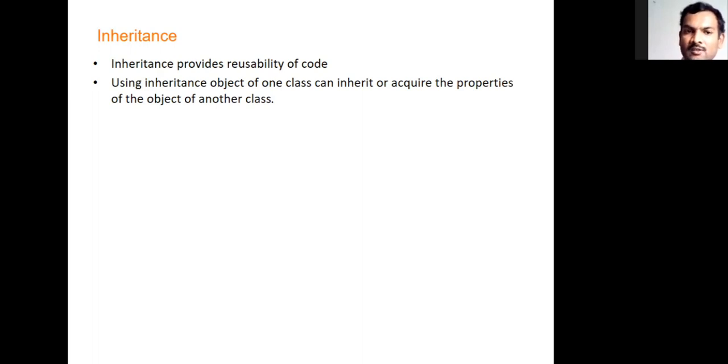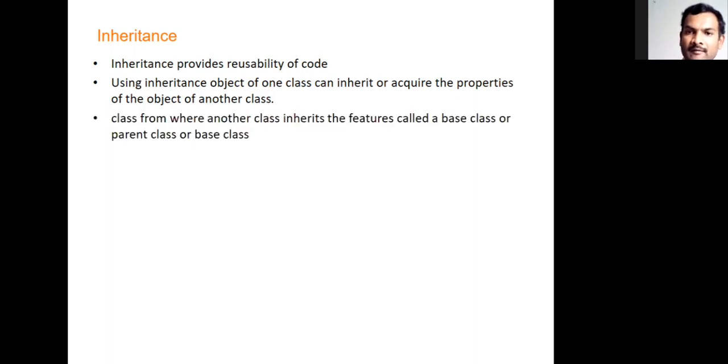Even this feature is also lacking in procedure-oriented programming languages. Because of that, again we need to repeat the same code again and again. But because of inheritance, there is no need to do the same thing again and again. We can define it only once and use it any number of times. That is called reusability.